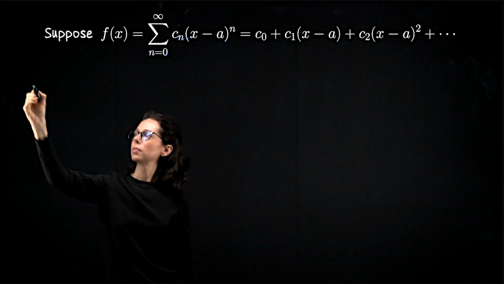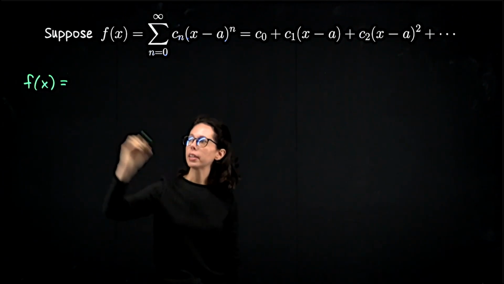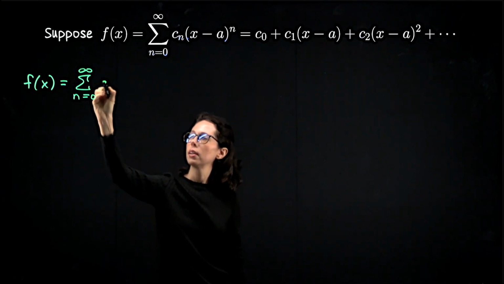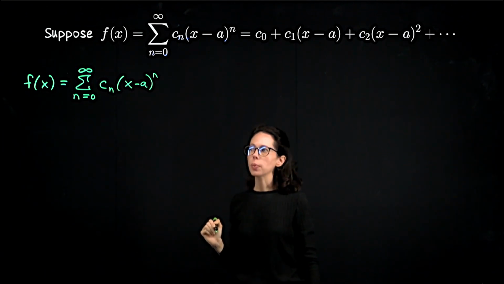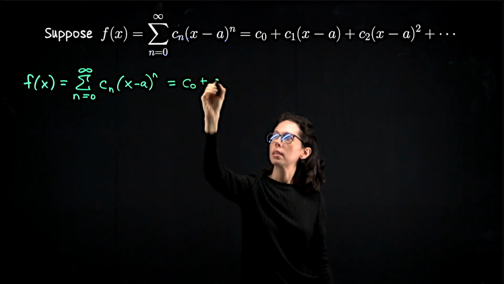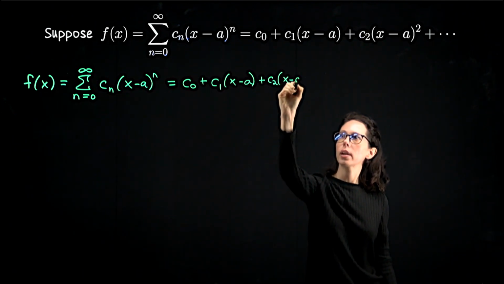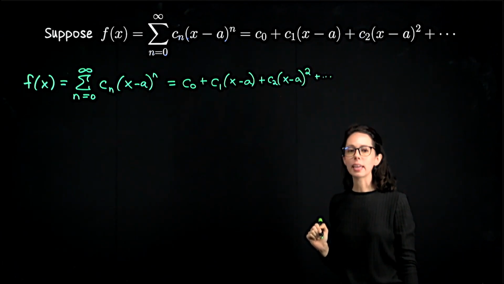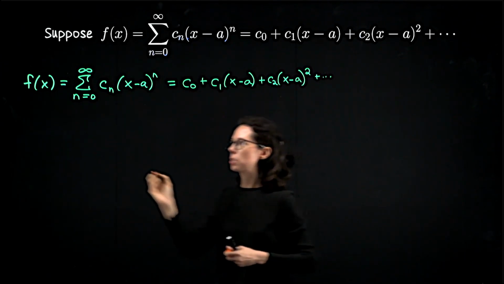f of x, I'm just going to rewrite everything, has a power series representation that looks like the sum from n equals 0 to infinity, c sub n times (x minus a) to the n. And then as we know, when we expand that, that's going to be our first constant plus c1 times (x minus a) plus c2 times (x minus a) squared, et cetera. What is f of a? So maybe I will do that just below.